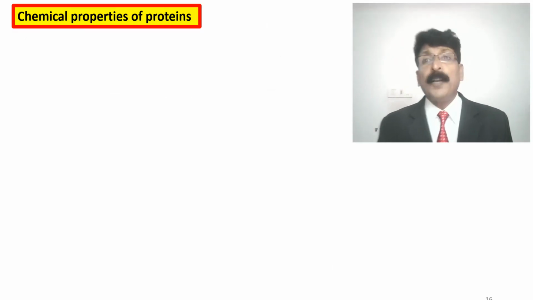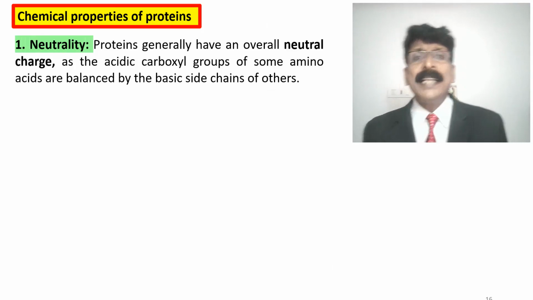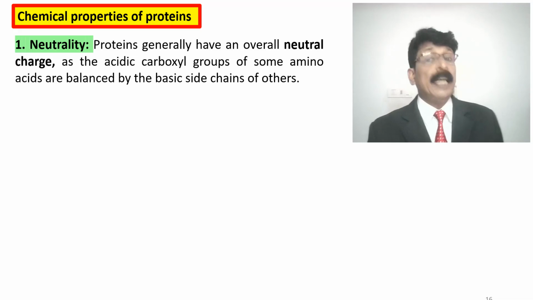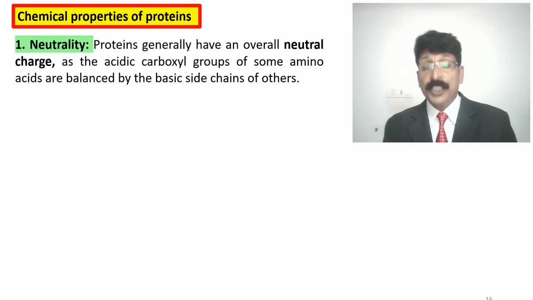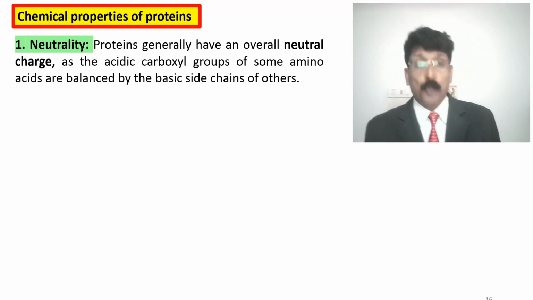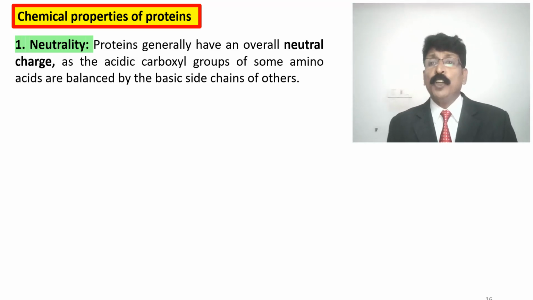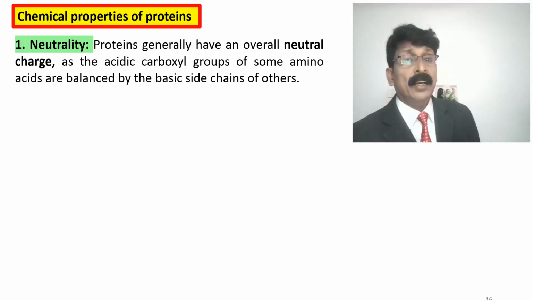Chemical properties of proteins. Neutrality: proteins generally have an overall neutral charge, as we know that they have carboxylic acid and amine groups, COOH and NH2. So the acidic carboxylic group of some amino acids balances the basic group of others.